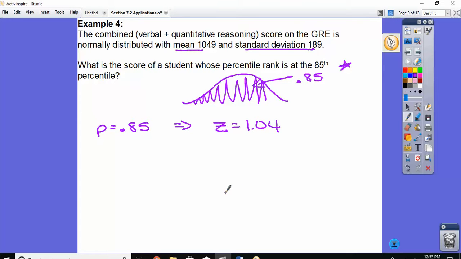Our whole goal here is to find X. So we have to use our Z formula. Z is X minus mu over sigma. My Z was 1.04. My X I don't know. The mean was 1,049. Standard deviation is 189. Multiply over.